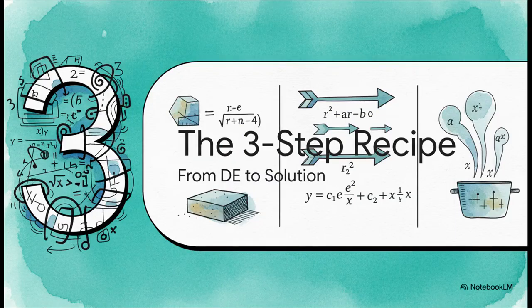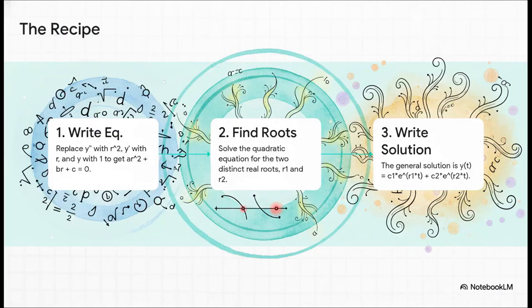This awesome insight gives us a rock-solid, three-step recipe that's going to work every single time for this type of problem. Let's break it down. Okay, step 1. Just write down the characteristic equation. You literally swap y double prime for r squared, y prime for r, and y for a 1. Step 2, find the roots of that quadratic. We'll call them r1 and r2. And step 3, you just plug those roots right into this general solution formula. The c1 and c2 are just constants for now. It really is that simple.